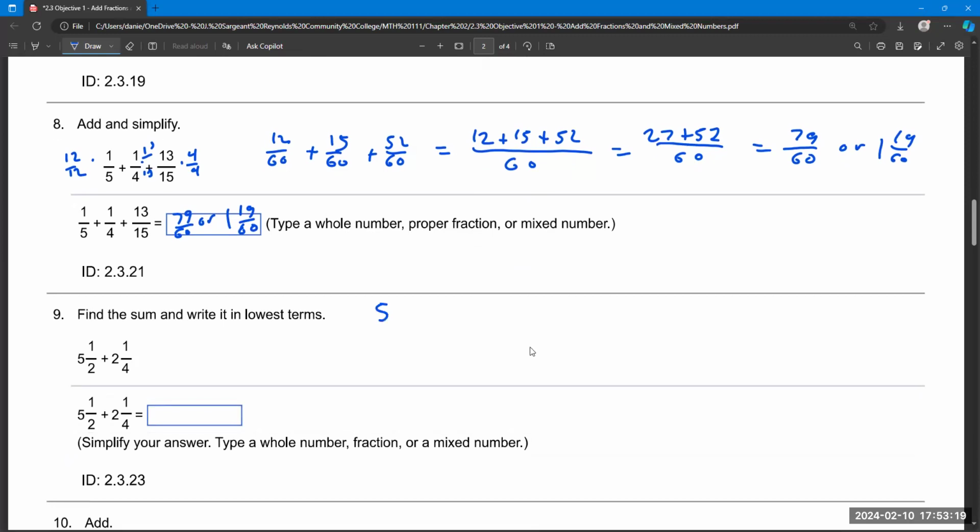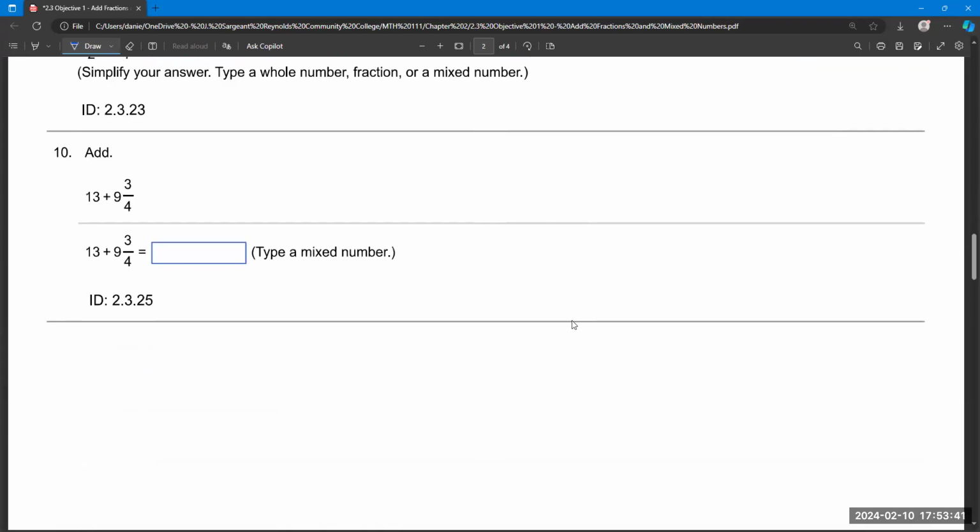Now we have 5 and 1/2 and 2 and 1/4. We'll be multiplying this one by 2 over 2 to change it to quarters. It's 5 and 2/4. 2 and 1/4 makes this 7 and 3/4. We have 13 plus 9 and 3/4. This 0 plus the 3/4 is 3/4. It's 12, 22 and 3/4.